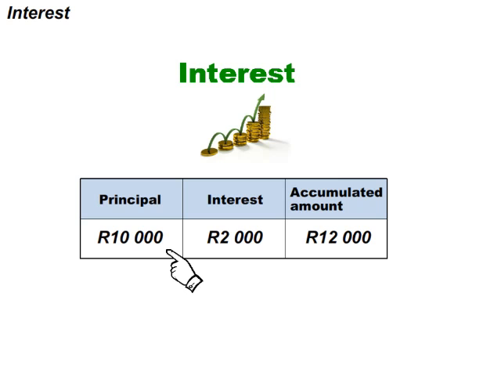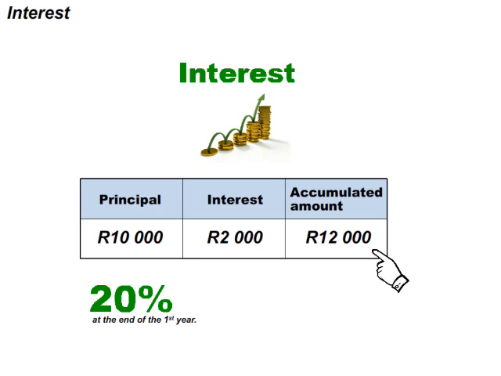The word interest is easy to explain. Suppose you invest 10,000 Rand in a savings account at a bank. At the end of the first year, the bank pays you an interest of 20%. The accumulated amount at the end of the first year is 12,000 Rand.